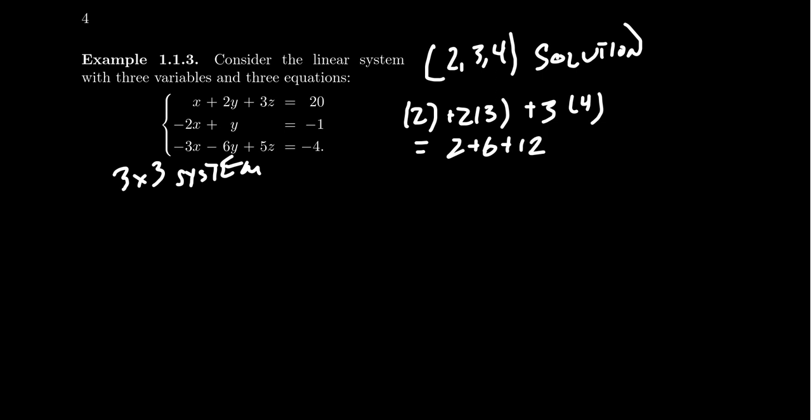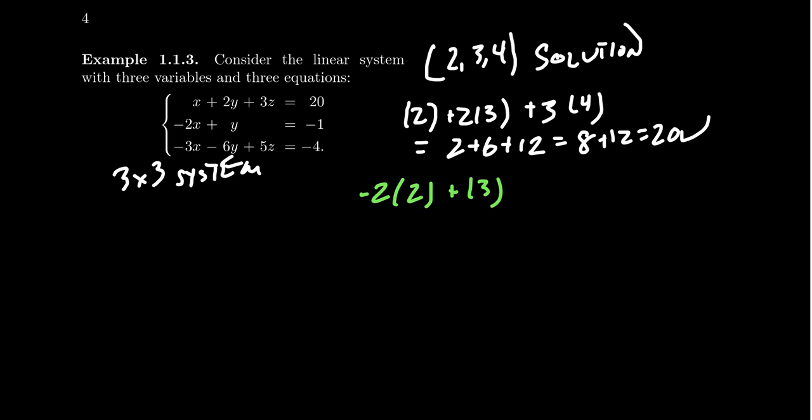Like so, 2 and 6 is an 8, plus 12 is 20. That then verifies the right-hand side. If we check the second equation, you're going to get negative 2, replace the x with a 2, replace the y with a 3, and you'll notice in the second equation there is no variable z, right? This is still a 3x3 system, there's three variables, but it might be that some of the equations are absent of one of the variables.